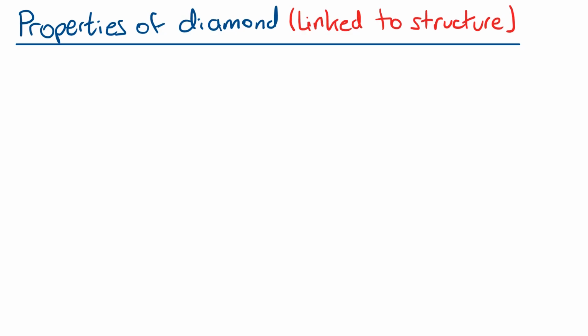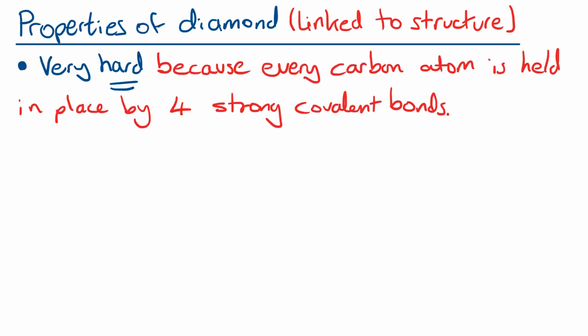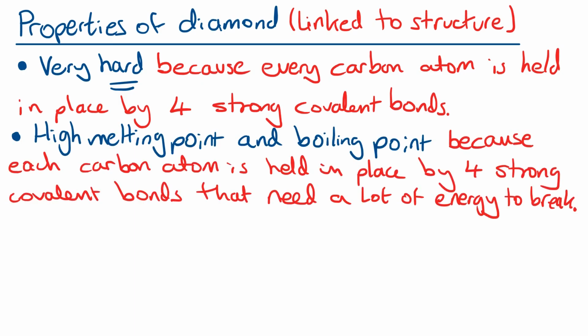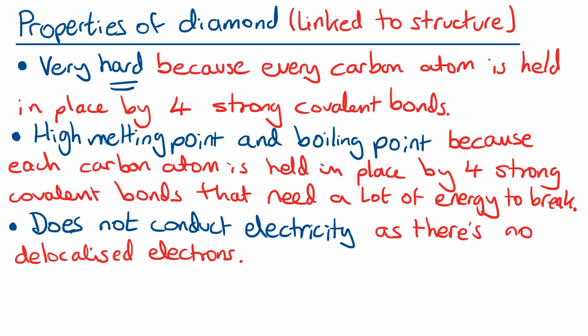First of all, diamond is very hard, not strong but hard. It's one of the hardest natural substances on Earth because every carbon atom is held in place by 4 strong covalent bonds. It's got a high melting point and boiling point, once again because each carbon atom is held in place by 4 strong covalent bonds, and they're going to need a lot of energy to break those bonds. It doesn't conduct electricity because there's no delocalized electrons.